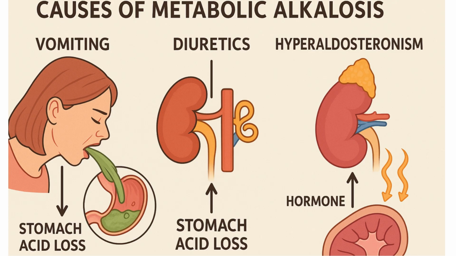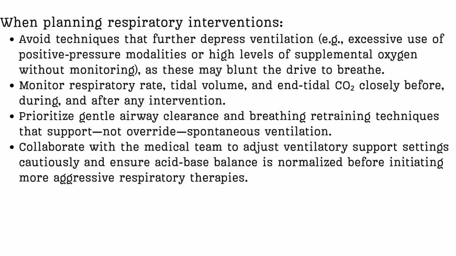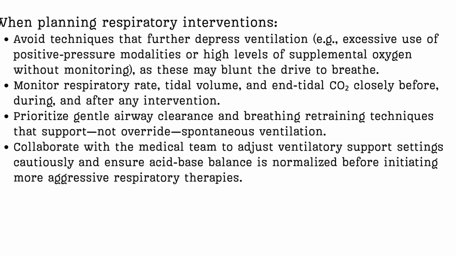Metabolic alkalosis, pH above 7.45 with bicarbonate above 26 milliequivalent per liter, often caused by vomiting, diuretic use, or hyperaldosteronism. These patients may have suppressed respiratory drive as compensation. Be extremely cautious with respiratory intervention that might further suppress ventilation.